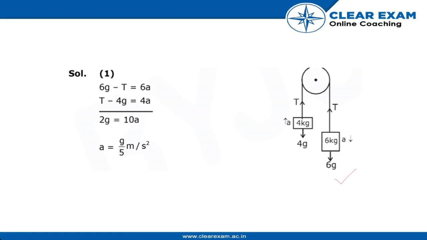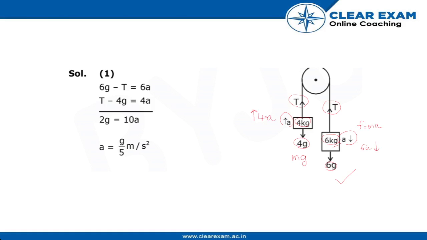First we draw the diagram, label the masses of the objects and their respective gravitational forces, which is mass into g, label the tension on the string and the acceleration on the pulley. Since a is the acceleration on the pulley, the force on the 6 kg weight will be 6a, and the force applied on the 4 kg mass will be 4a.